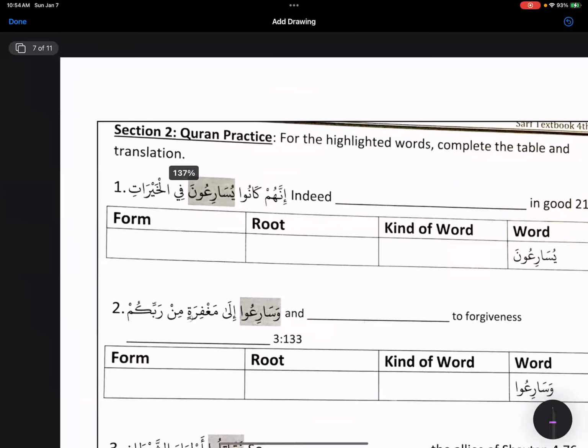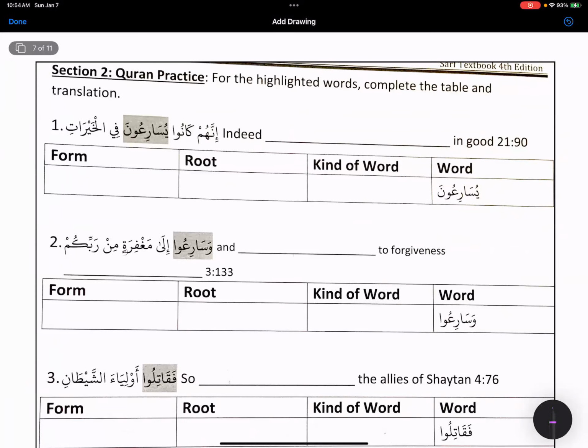Since we have 4 or 5 minutes, we can end at 11 o'clock. So innahum, that is going to be our nahw practice as well. Innahum kanu yusari'una fil khairat. So what kind of sentence are we looking at here? Jumla ismiya. So where is the mubtada? Innahum. So inna plus its ism is our mubtada. Now, if we have mubtada, what are we looking for? Khabar. Where is the khabar? Kanu yusari'una fil khairat. The whole jumla is the khabar.